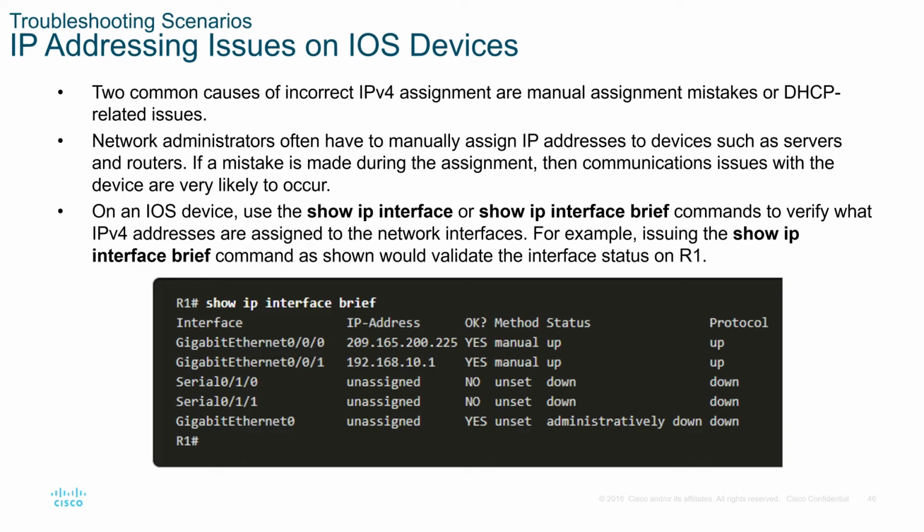On an IOS device, use the show ip interface or show ip interface brief commands to verify what IPv4 addresses are assigned to the network interfaces. For example, issuing the show ip interface brief command as shown would validate the interface status on R1. This information could then be compared with the default gateway on a host device.